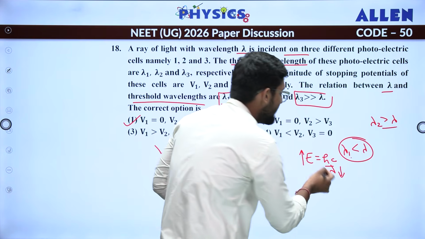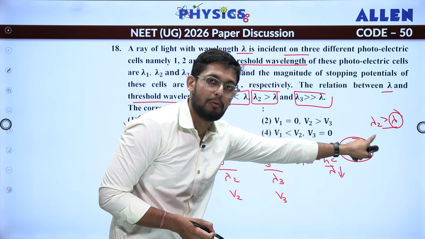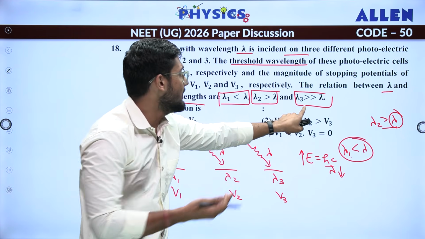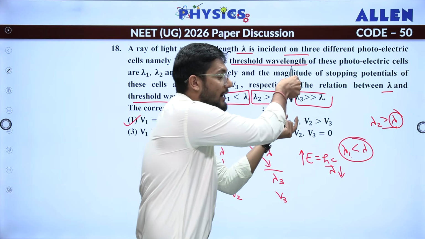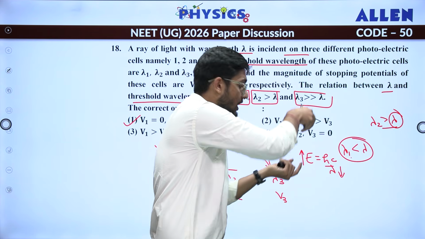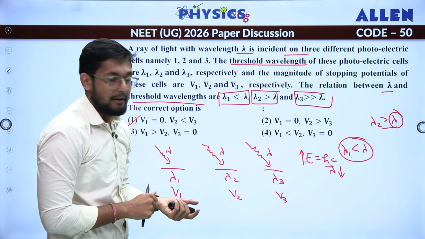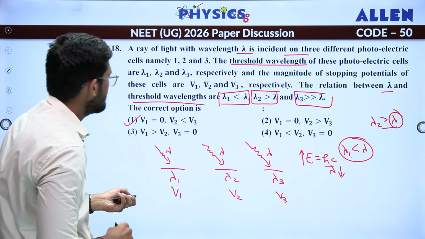Lambda 2 is greater, which means higher energy of lambda 1 as compared to lambda 2. And in this case, lambda 3 is much greater than lambda. That means the energy required for the third plate is very less as compared to the energy incident on the third plate. That's why V2 will be lesser than V3.